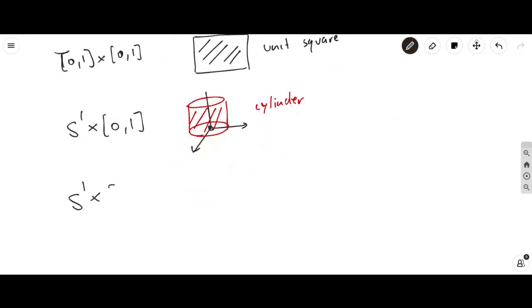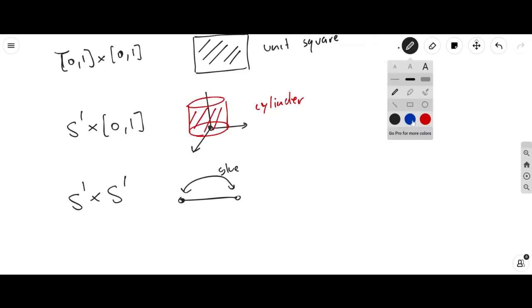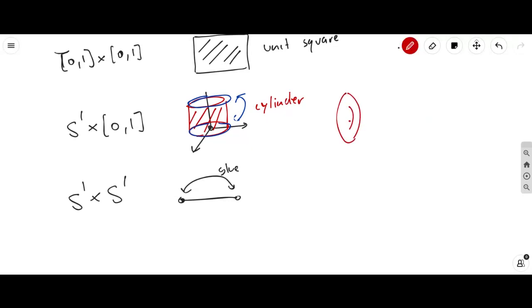So when you do S1 cross S1, you need to understand that the way you get the circle is you take the interval from 0 to 1, and then you glue the endpoints. So imagine that you're taking the endpoints of this cylinder. This is 0 and this is 1, and then you glue them together. If you put them together, you end up getting this torus shape that you're used to.